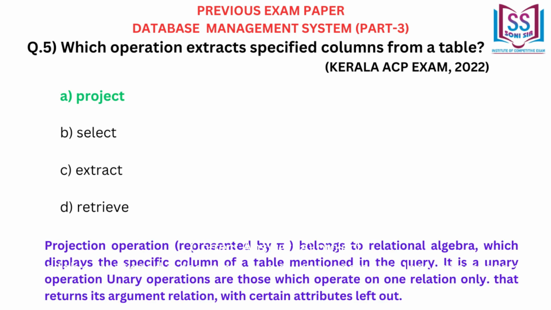Project. Projection operation, represented by pi, belongs to relational algebra, which displays the specific column of a table mentioned in the query. It is a unary operation. Unary operations are those which operate on one relation only that returns its argument relation with certain attributes left out.